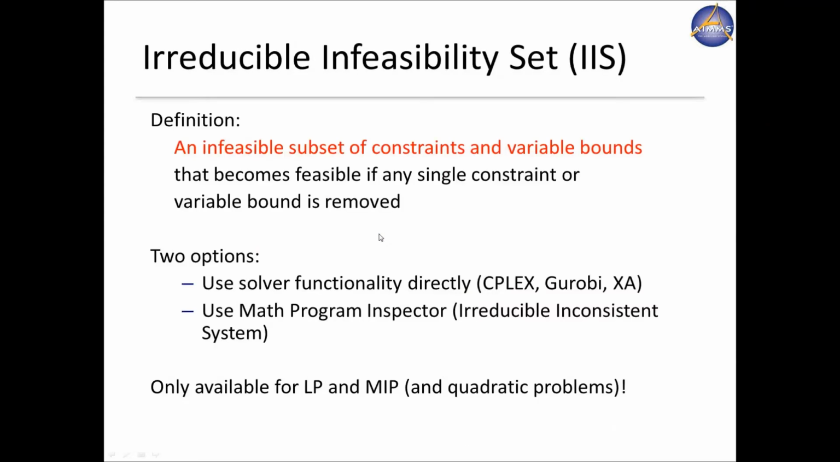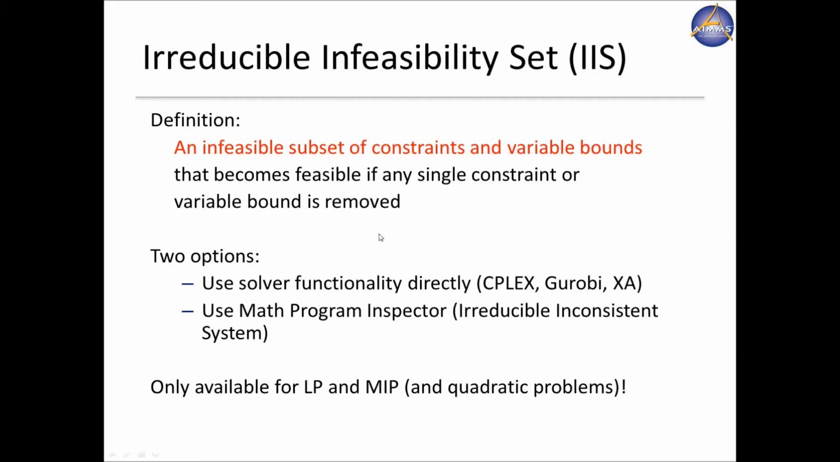For the rest of the talk we will focus on really infeasible problems and how to deal with them. The first approach that you could use is the irreducible infeasible set. It's sometimes also called differently, like irreducible inconsistent system. The definition is that it's an infeasible subset of constraints and variable bounds. It's a subset of your constraints and variables in the model, but if you take that subset, the problem is already infeasible. The idea is to make that set as small as possible so that you can investigate it more easily.